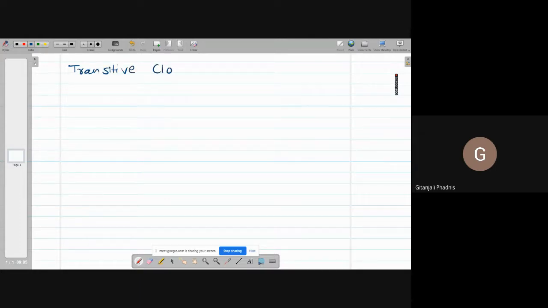Transitive closure. So can anyone tell me the definition we had yesterday? Let R be a relation on a set A. The transitive closure of R is the smallest relation on A which contains relation R and which is transitive. So basically, you are given a relation R. First of all, you have to check whether this relation itself is transitive or not. If the relation itself is transitive, then no need to find out its closure, right?